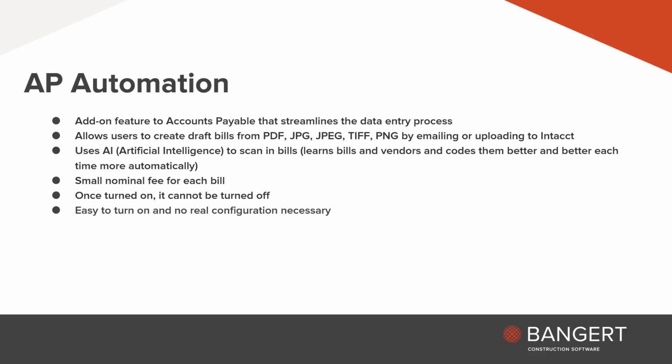It uses artificial intelligence to scan the bills and learns from them each time. So it gets a little better at picking out the vendor name and the different wording on it. So it gets easier and easier to use the AP automation feature, and it makes it more efficient each time. So there is a small nominal fee for each bill.